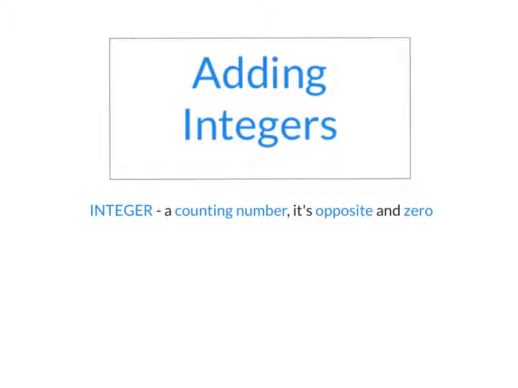In this video, we are going to add integers. Remember, an integer is a counting number, its opposite, and 0. So counting numbers are numbers like 1, 2, 3, etc. Their opposites are -1, -2, -3, etc., and 0.